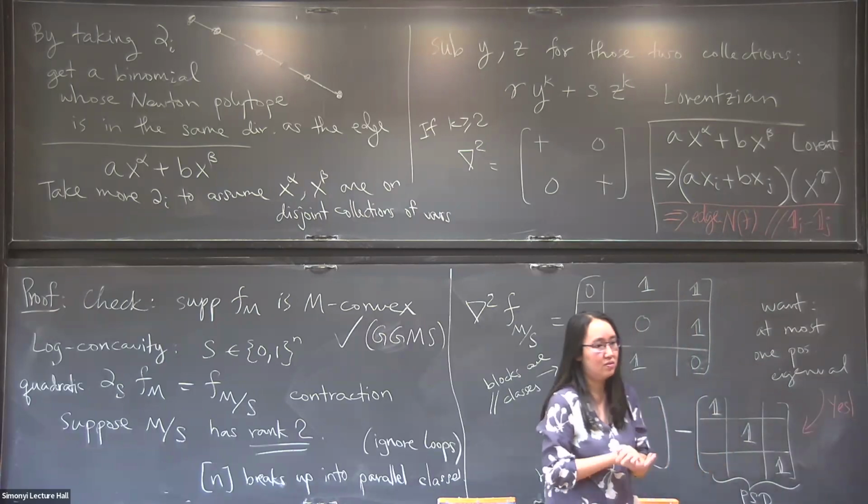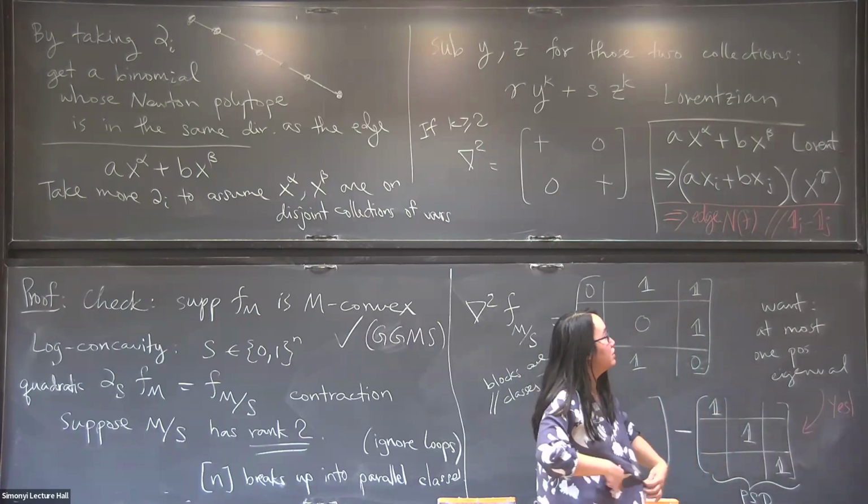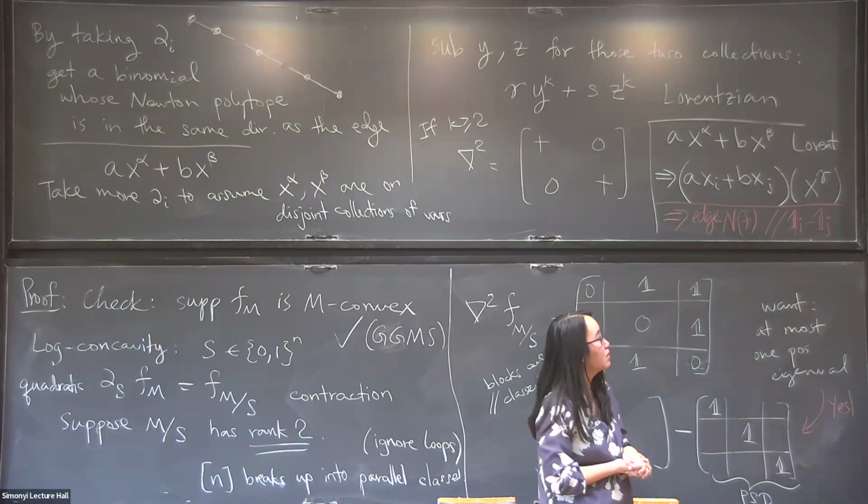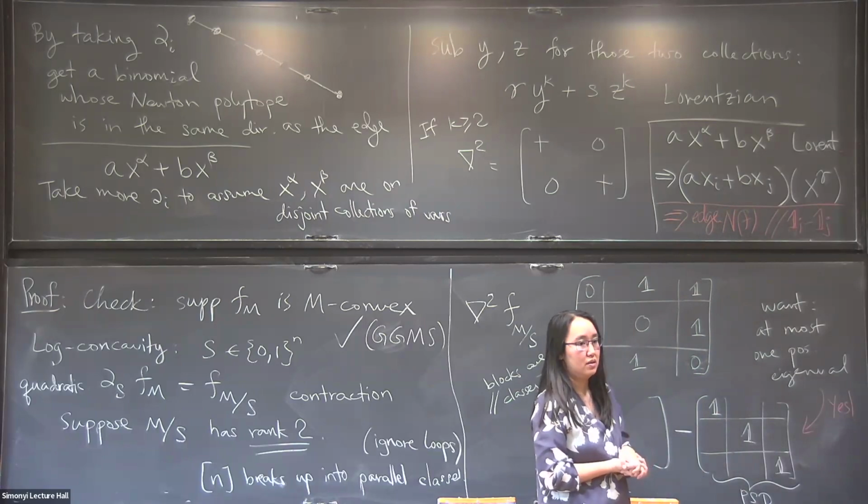You mentioned the two theorems. One is this one here, and on the right hand side we have the two conditions. And the other one is Lorentzian if and only if the second condition is the same, but the first condition is the support of F is M convex. So how does the support of F being M convex relate to the indecomposable condition?